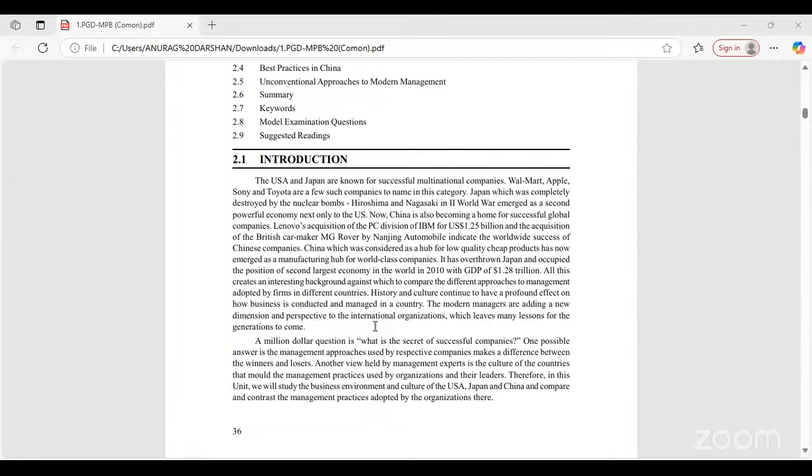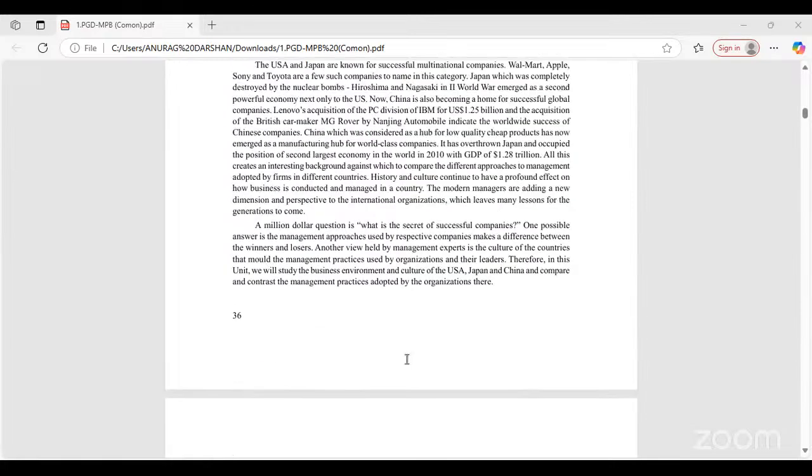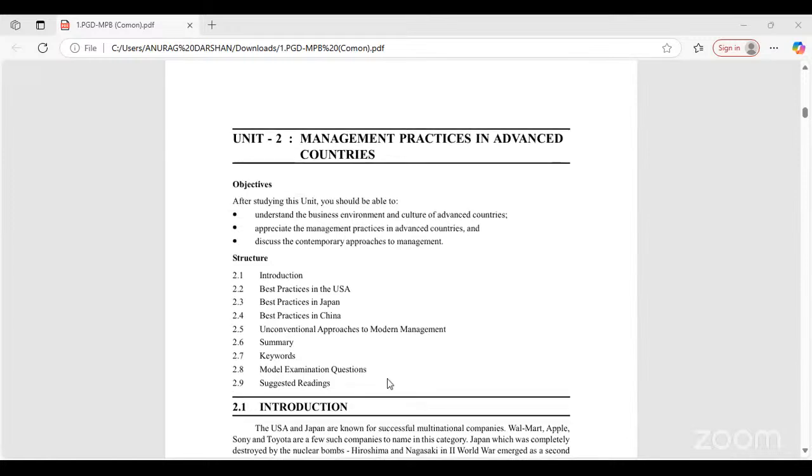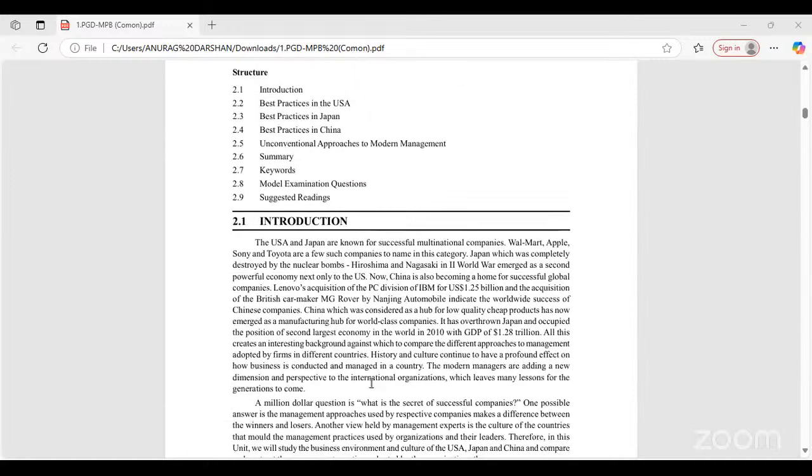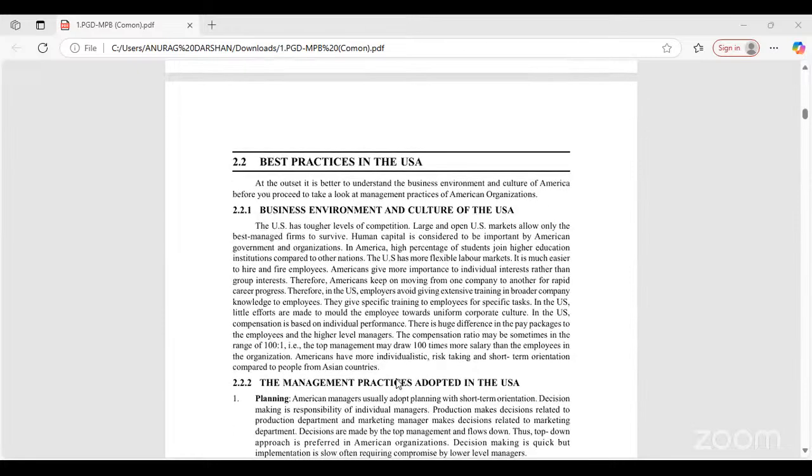So this is what happens when we are talking about the international, that is, multinational companies. The success of multinational companies depends upon how best you are able to utilize your resources. So here we have the best practices in the USA. If we see the business environment and the culture of the USA, there are large and open US markets which allow only the best managed firms to survive. Human capital is considered an important aspect by the American government and organizations.